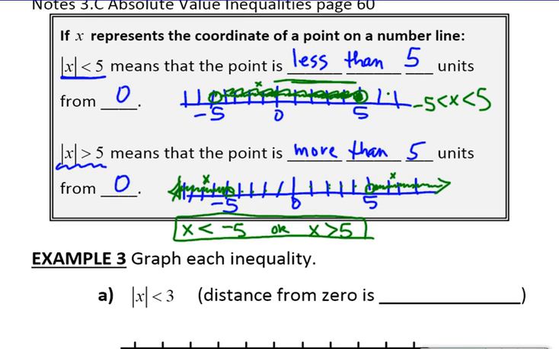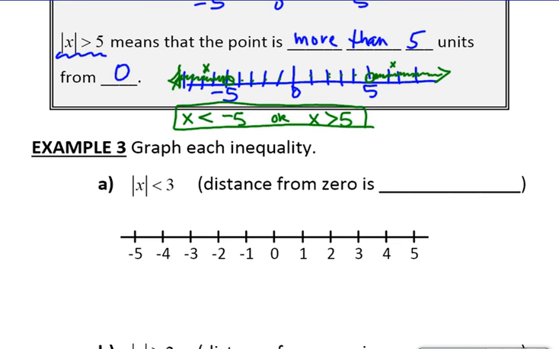So an example here, number 3, it says graph each inequality. Absolute value of x is less than 3. Because this is a less than, that means the distance from 0 is less than 3. So the first thing I want to do is just picture that, because that helps you. It's going to help you understand in the long run. Here's 3 away to the left. Here's 3 away to the right. So at 3 and -3, the distance is exactly 3 away. The ones that are less than 3 away would be any of these in here.